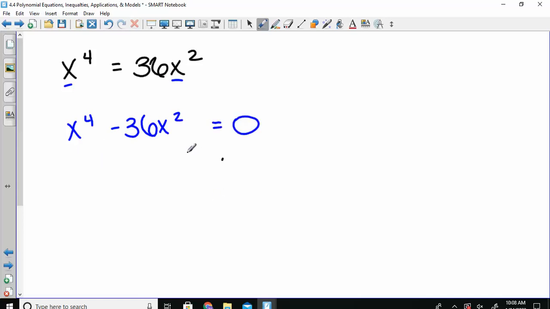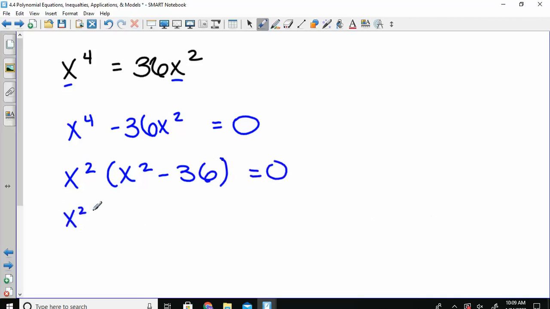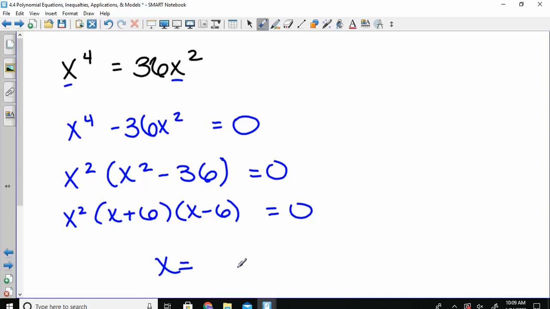We only have 2 terms, but what do you notice about them? They could be factored. Yeah, we can do greatest common factor, take out that x squared. That leaves us x squared minus 36. You can jump straight into setting these equal to 0 if you want. You could do difference of squares and break that into x plus 6, x minus 6. Either way, so what do we get for our solutions?